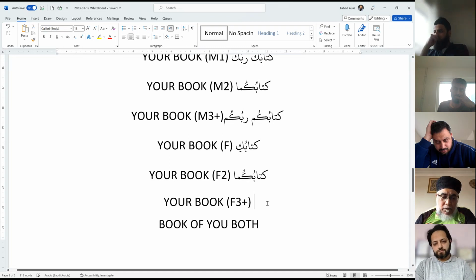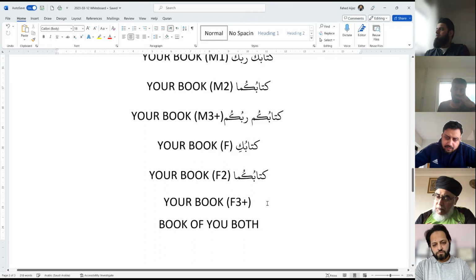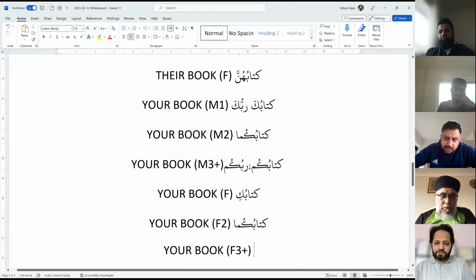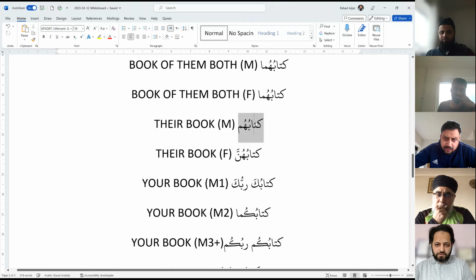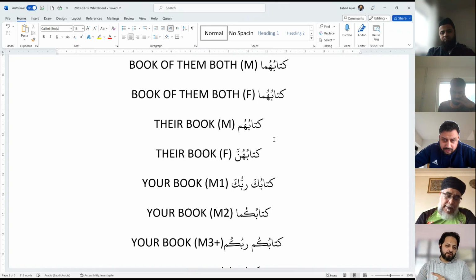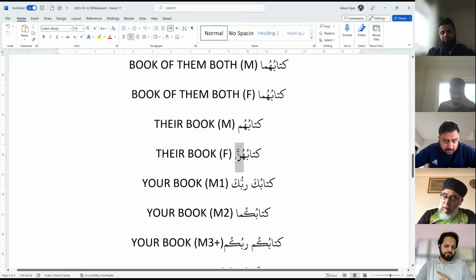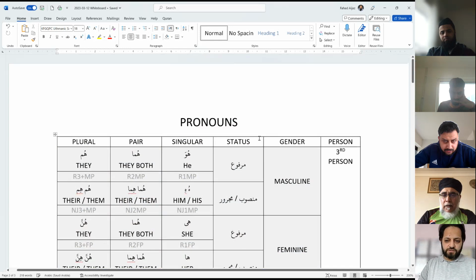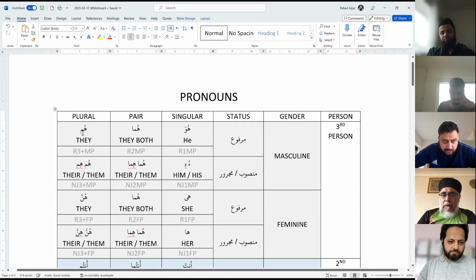For plural, it should be "their book," their. No? There is the third person, right? So we had kitabu and we had hum. Hum is the plural form of the pronouns in masculine, and hunna was the feminine. That's what we're talking about. This is the third person: this is hum, and this is hunna.